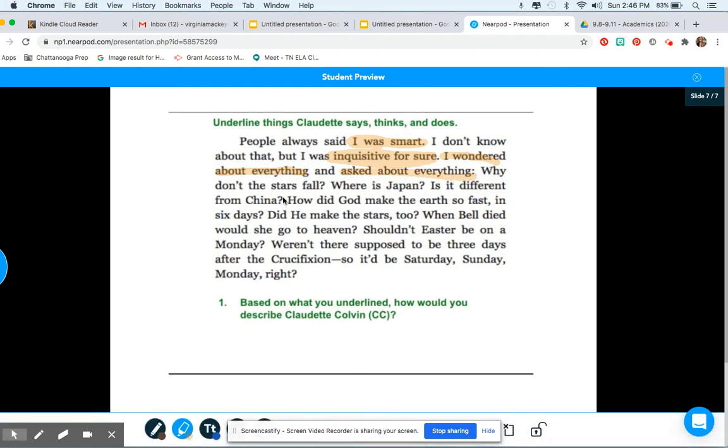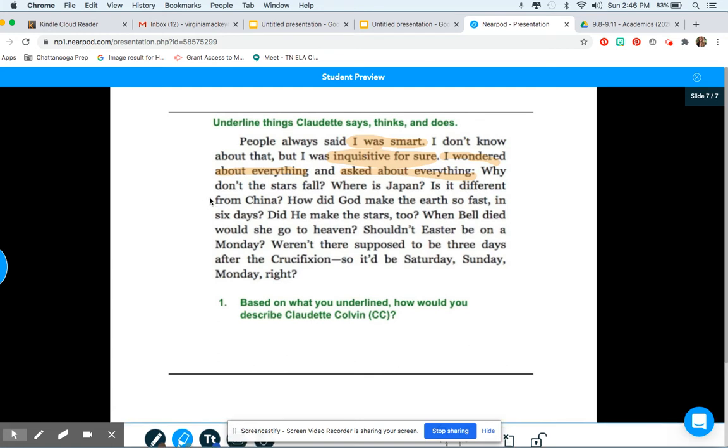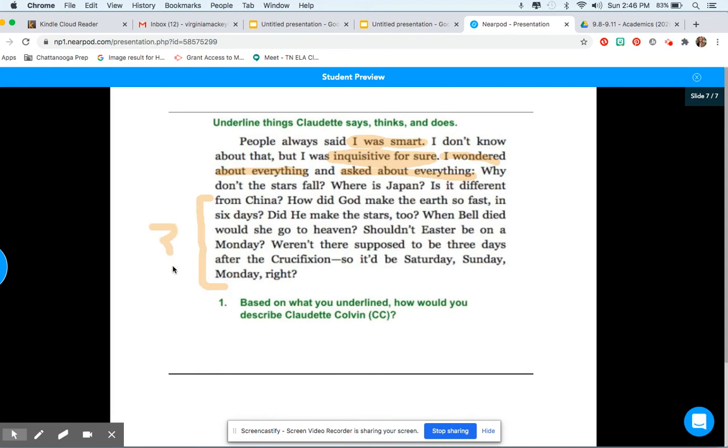"Why don't the stars fall? Where is Japan? Is it different from China? How did God make the earth so fast in 6 days? Did he make the stars too? When Belle died, would she go to heaven? Shouldn't Easter be on a Monday? Weren't there supposed to be 3 days after the crucifixion? So it'd be Saturday, Sunday, Monday, right?" So I'm going to draw a little box around these. These are all a bunch of questions that she's asking.